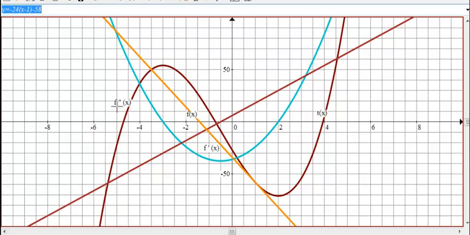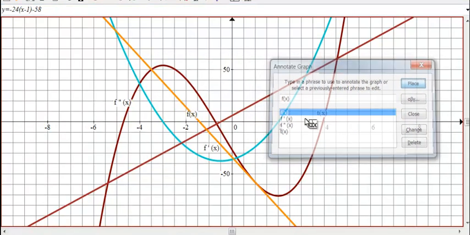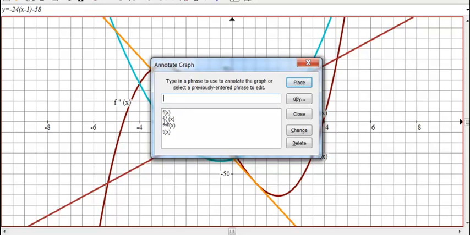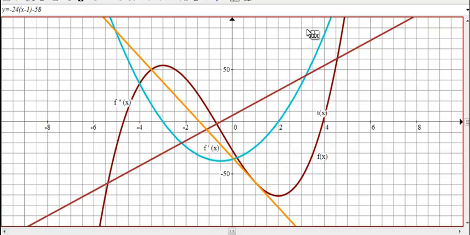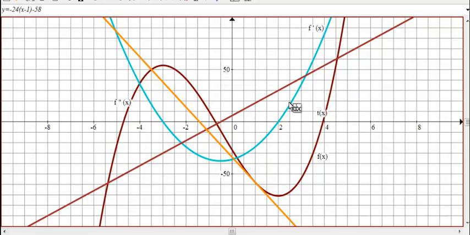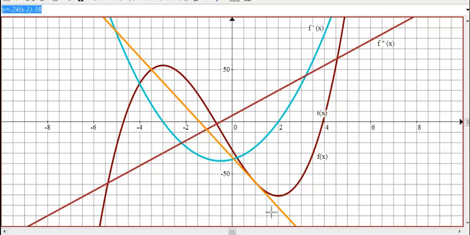Let me do a couple of things here. So I want to take this and place that on the f of x, which is this guy right here. And I want to take the label for f prime and place it on the derivative, which is this little something right here. And then I want to place the label for the second derivative, okay, it's this orange line. No, that's the tangent line. It's this darker line here. And then the tangent line, we'll just label it here.